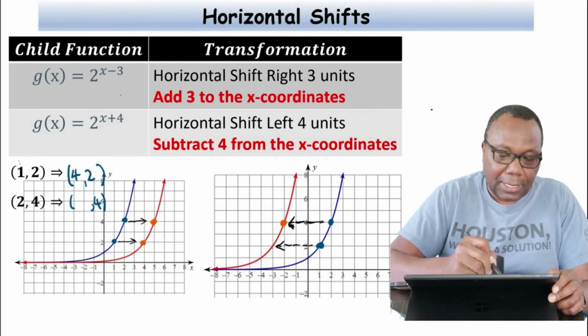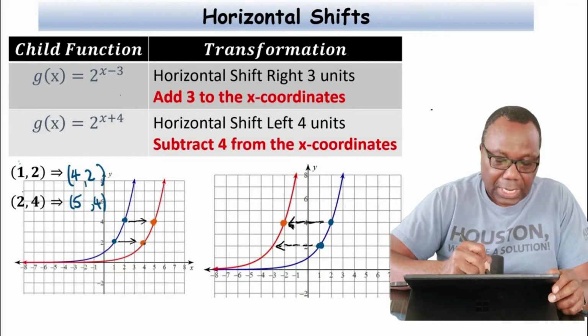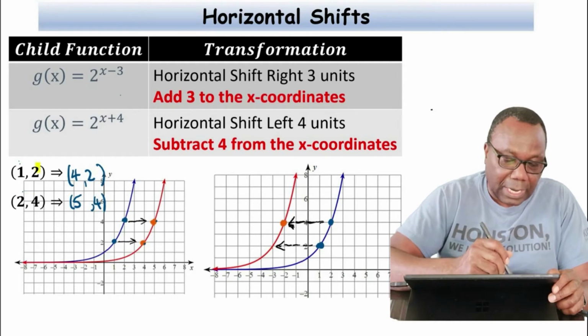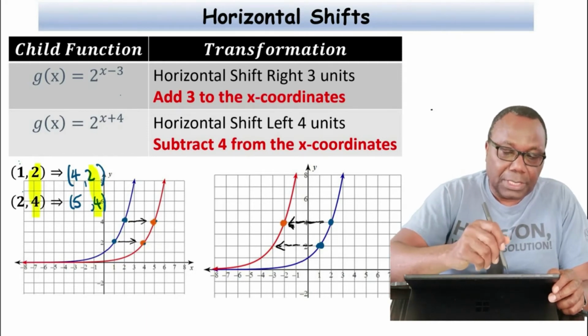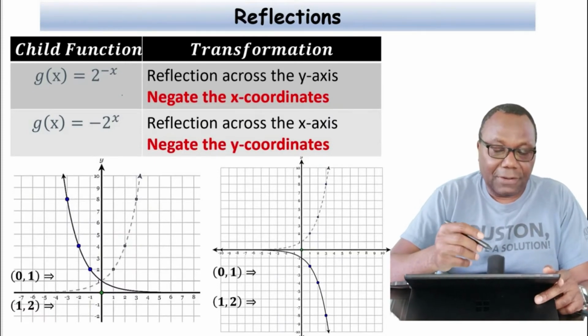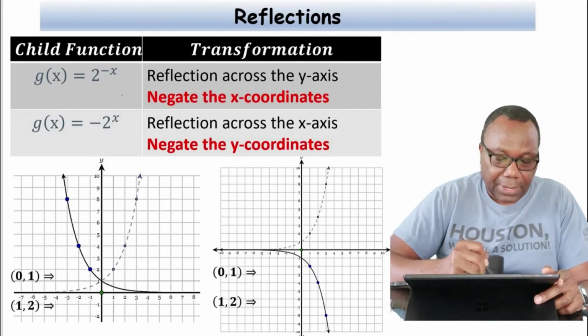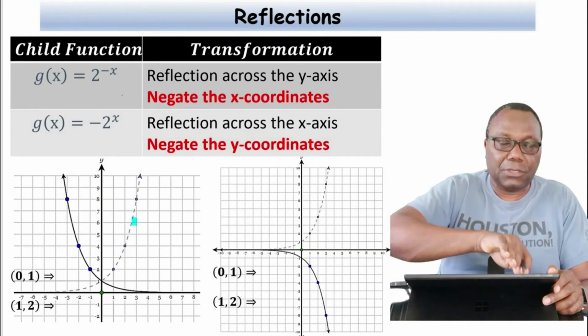And then 3 plus 2 is 5. We can test it. Let's see. The x value from the parent to the child is becoming 4, 2, and then 5, 4, which is true. So the input stays, the output stays the same this time, but the input is getting affected. It's a lot. Reflection. If you have a reflection across the y-axis, so you can see the parent has been flipped the other way. It's been flipped the other way.